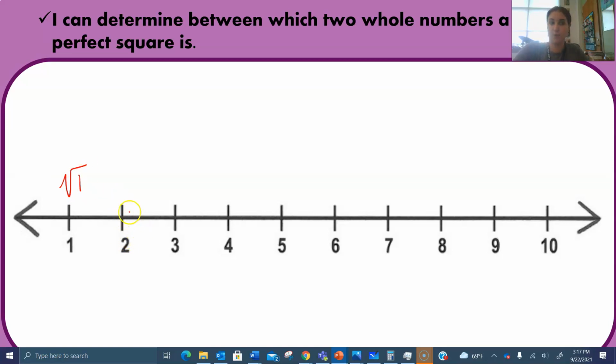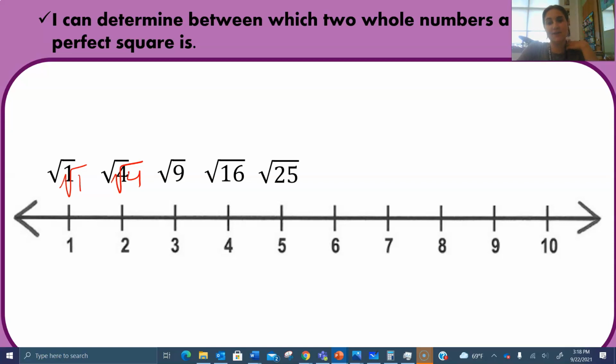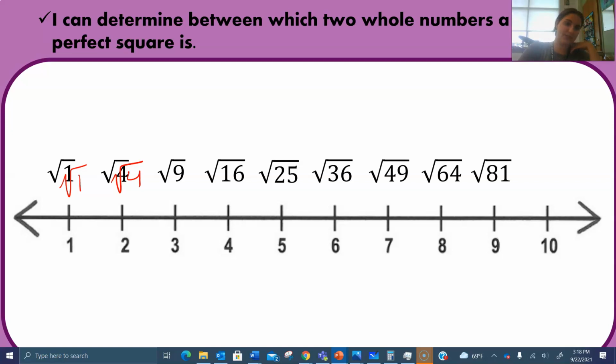2 squared is 4. So the square root of 4 equals 2. And make sure you're copying this on your paper too. Okay. Square root of 9 equals 3 because 3 squared is 9. 4 squared is 16, so the square root of 16. 5 squared is 25, so the square root of 25 is 5. 6 squared is 36. 7 squared is 49. 8 squared is 64. 9 squared is 81. 10 squared is 100. So make sure you copy these down.